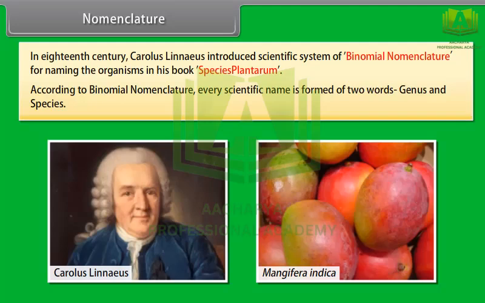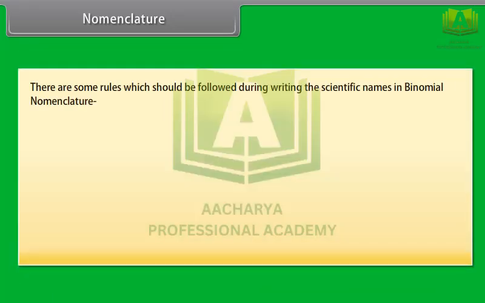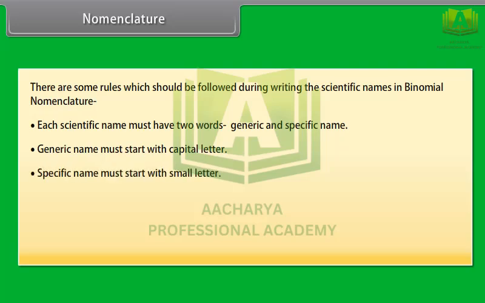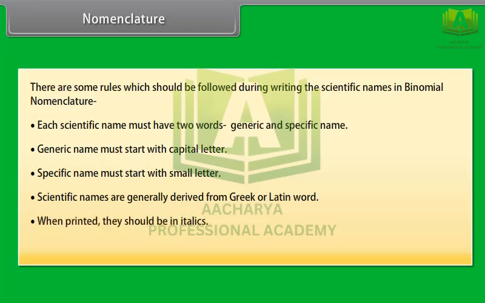According to binomial nomenclature, every scientific name is formed of two words, genus and species. There are some rules which should be followed while writing the scientific names in binomial nomenclature. Each scientific name must have two words, generic and specific name. The generic name must start with a capital letter. The specific name must start with a small letter. Scientific names are generally derived from Greek or Latin words. When printed, they should be in italics. When handwritten or typed, they should be underlined.